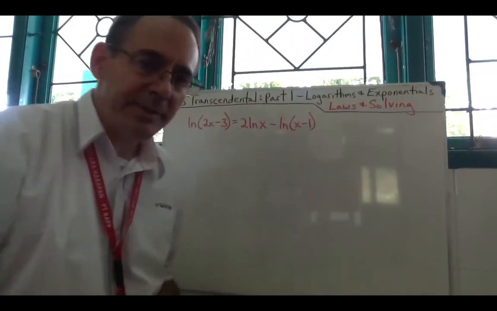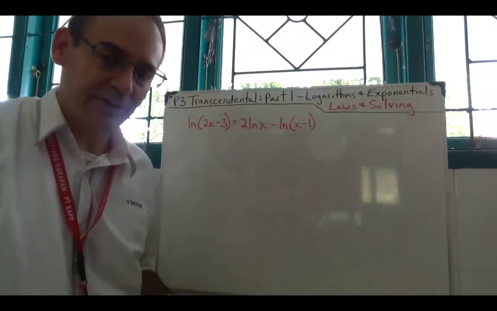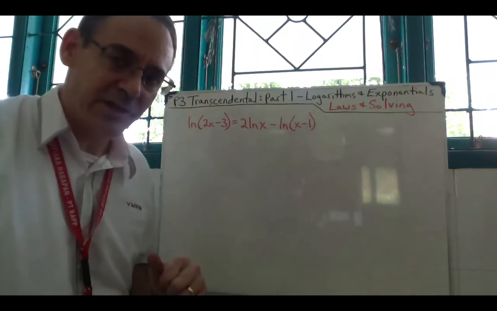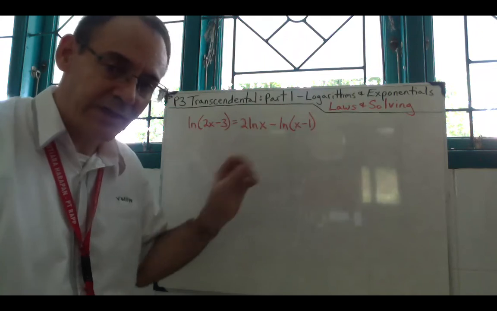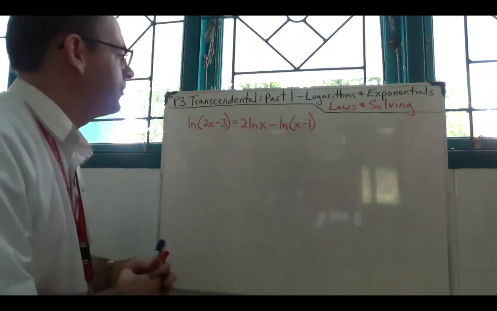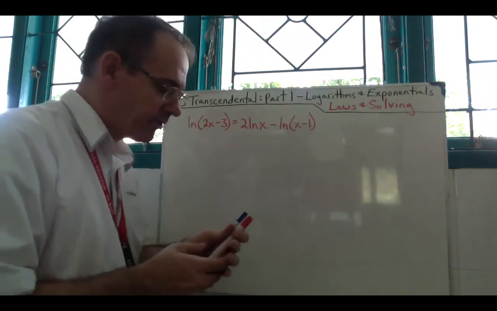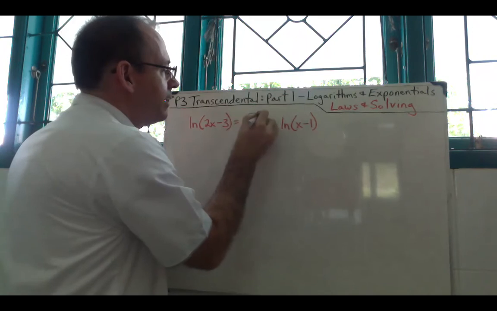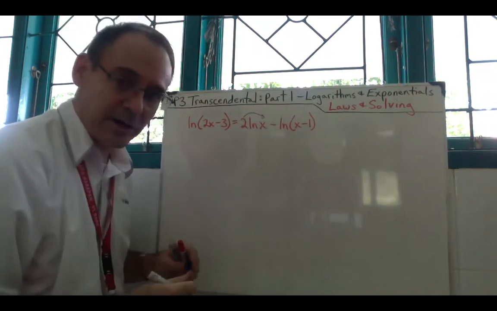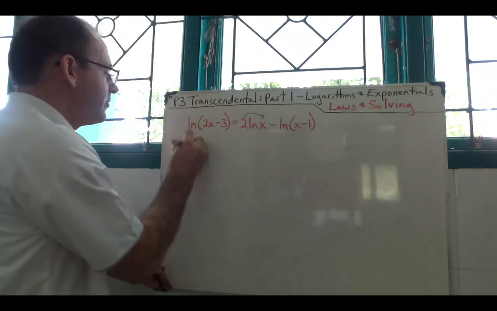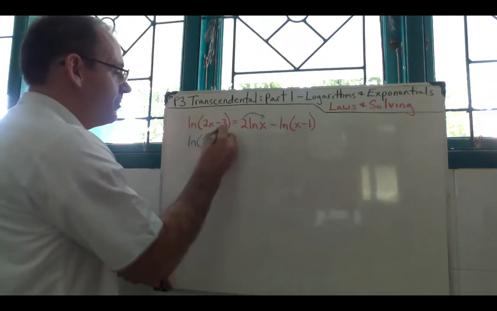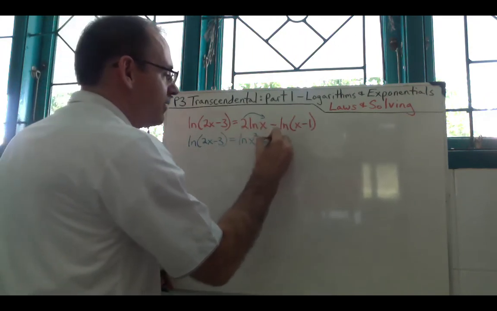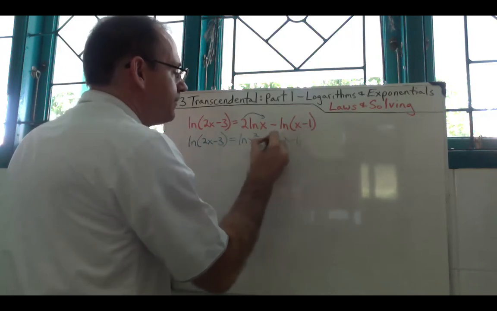So when you have a logarithmic equation with multiple logarithms, usually you want to condense it. That is, put them together so that you have one logarithm on one side and one logarithm on the other side. So we're going to use our laws of logarithms. The first law that we're going to notice is this 2 can become the exponent of our argument x. So this now is ln(2x - 3) equals ln of x squared minus ln of (x - 1).